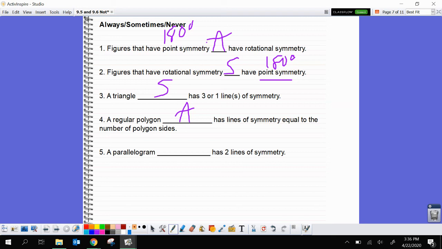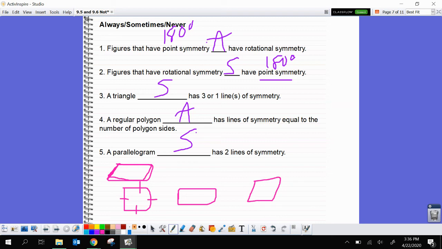And then number 5, a parallelogram blank has 2 lines of symmetry. This would be sometimes. Now, here's where you have to shift your thinking a little bit, because I know what we're thinking. We're thinking parallelogram is this, okay? And you're not wrong. But what else is a parallelogram? A parallelogram is also a square. A parallelogram is also a rectangle. And it's also a rhombus. And so we have to remember that parallelogram doesn't just apply to this first figure, and that's why that one is sometimes.